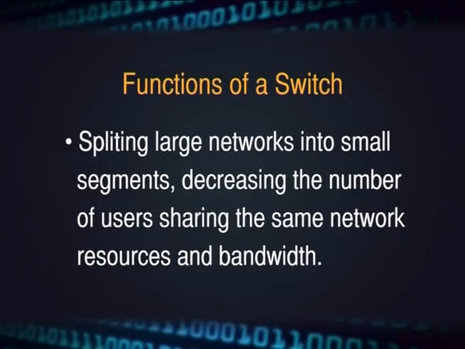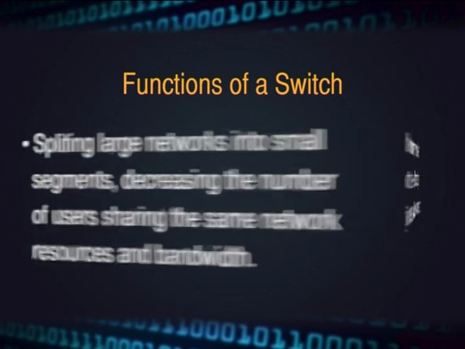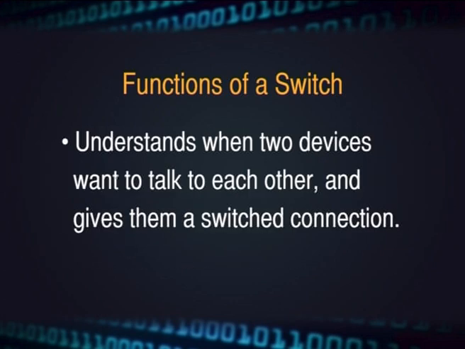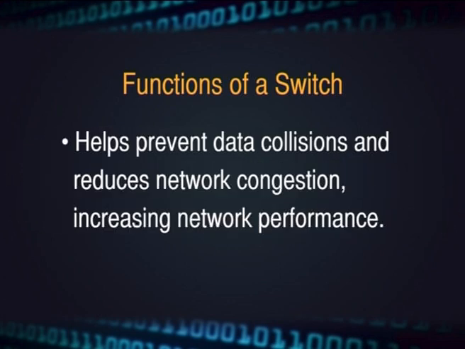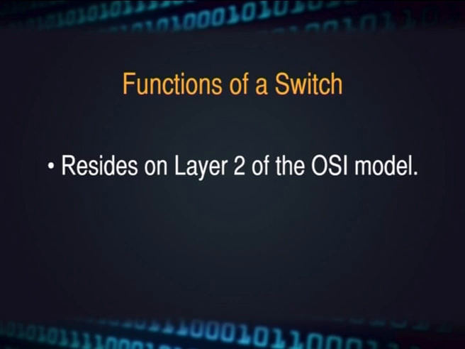Finally, the functions of a switch are splitting large networks into small segments, decreasing the number of users sharing the same network resources and bandwidth. Understanding when two devices want to talk to each other and giving them a switched connection, helping prevent data collision and reducing network congestion, increasing network performance. And last, residing on layer 2 of the OSI model.